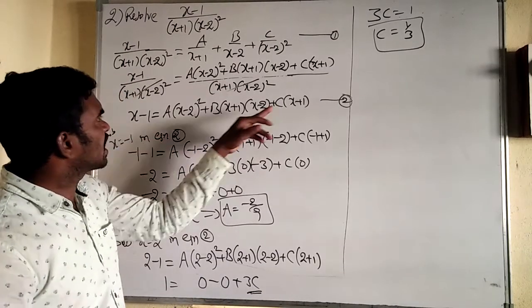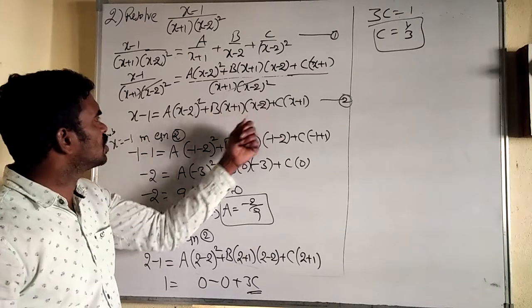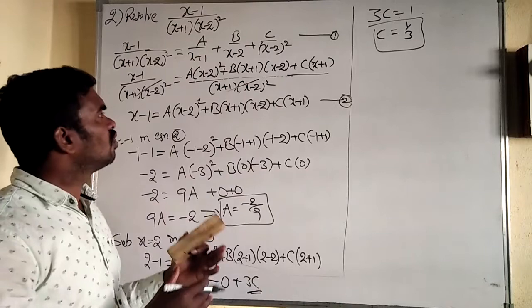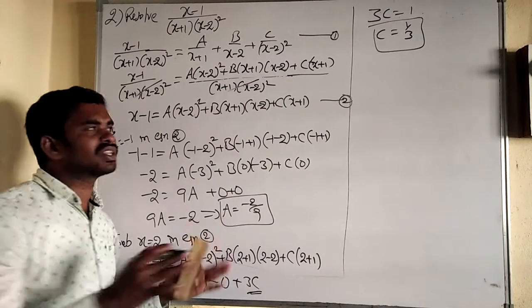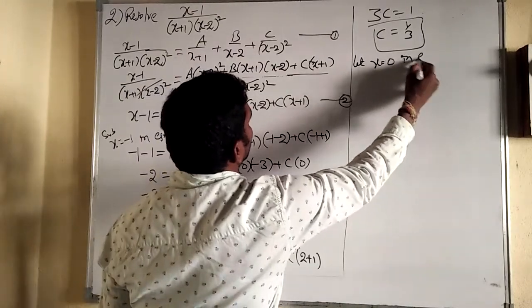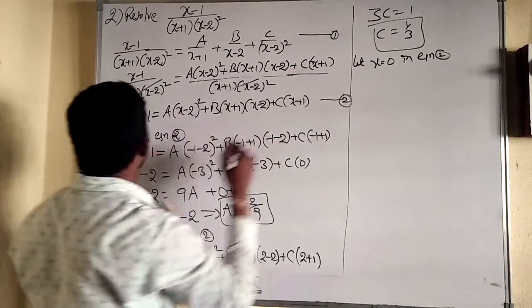So if you take x is equal to minus 1, only these two are zeros. Two we can take, these two are zeros. Then how to find the b value? Now take any x value, that is your wish. Let me take x is equal to 0 in equation 2. Then equation 2 becomes what?